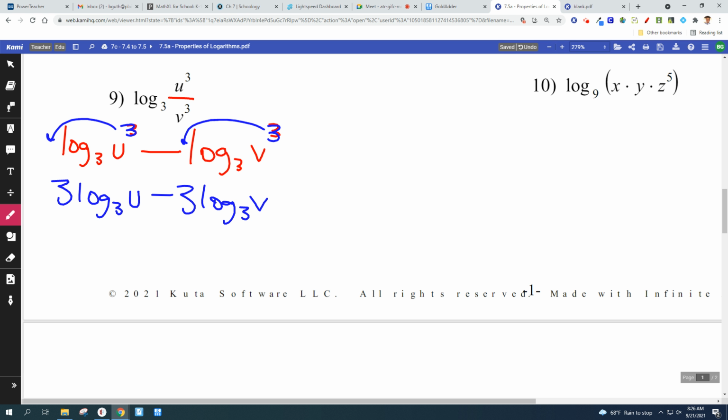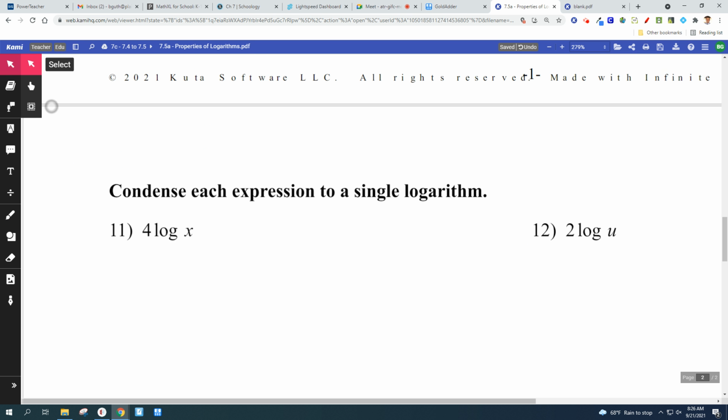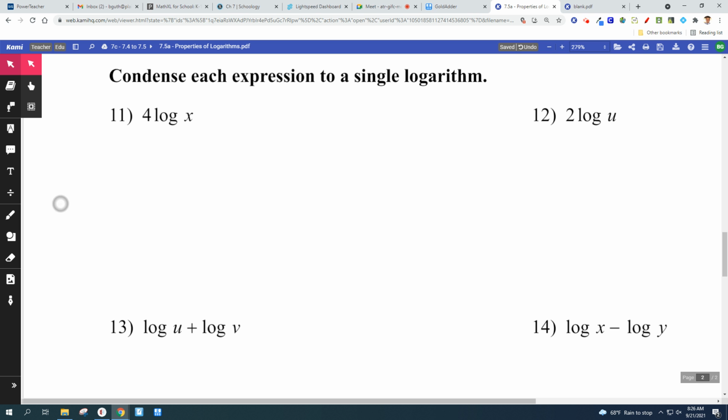Expand the logarithm. Now, honestly, expanding a logarithm does not help you out as much as the next set of problems where it says condense, okay? A lot of the times when we want to condense, it's because we're trying to solve an equation. So they're trying to prepare you for solving really complicated looking logarithmic equations.